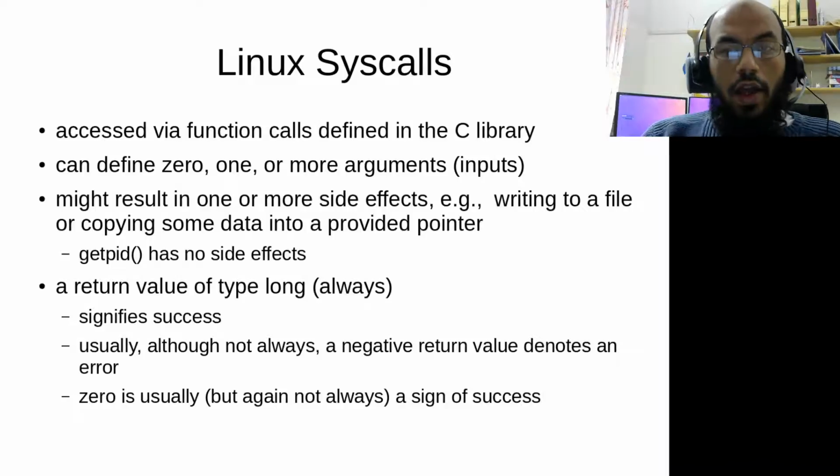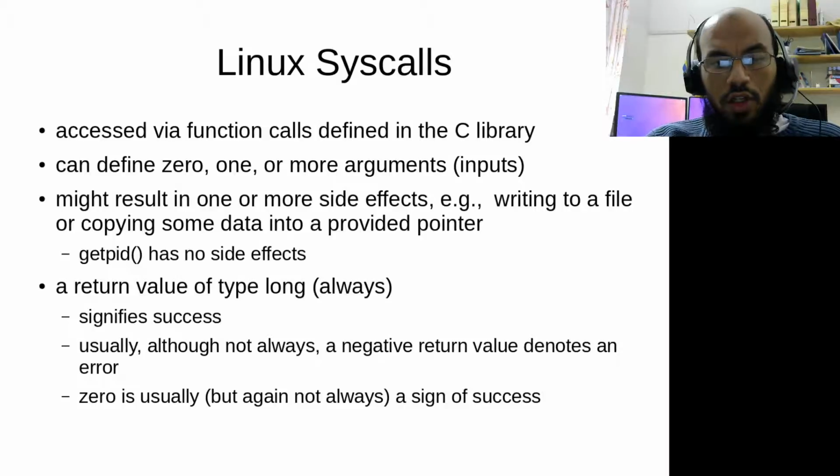Getting a positive number usually signifies success. A negative return value would usually denote an error, but not always. It's a mess like everything in operating systems. Do know that the Linux operating system has been maintained for over 20 years now, and things have changed. A lot of this is even inherited from Unix, which means a lot of this is just legacy. So usually, though not always, a negative return value would denote an error. Zero is usually a sign of success, but again, not always.